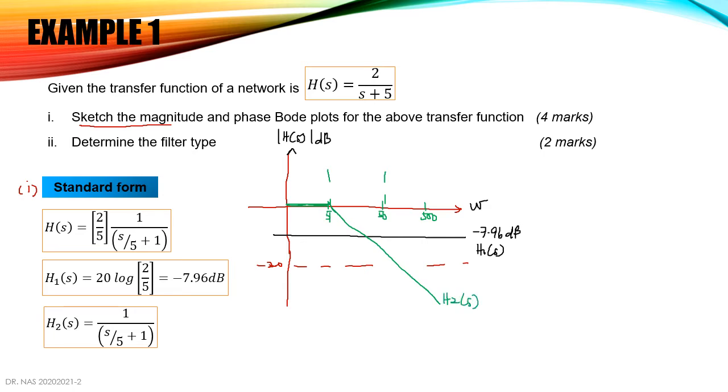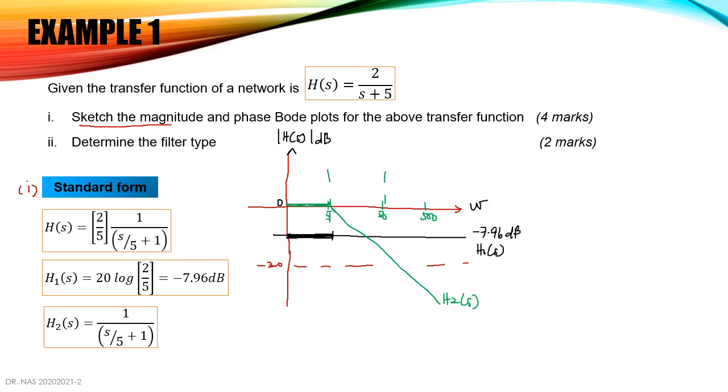Finally, you need to sum them up. So from 0 to 5, the magnitude is 0 plus negative 7.96. So it is negative 7.96 up to 5. Okay, and then from 5 onwards, the line drops down by 20 dB per decade.